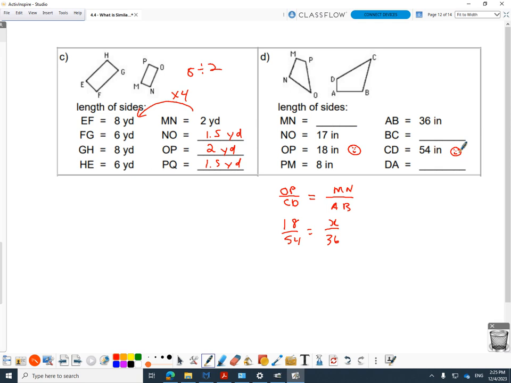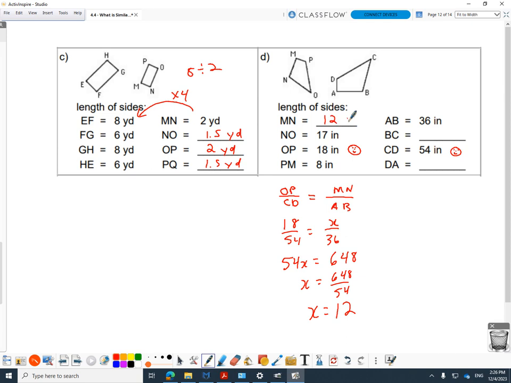Then I choose another pair, any pair you want, to find out what the other proportion was. Then you can do your cross multiply that you loved. 54x. And then you find out what 18 times 36 is. It's 648. And what's the opposite of multiplying by 54? Divide by 54. And what's 648 divided by 54? That would be 12. I can fill that in. This one, 12.